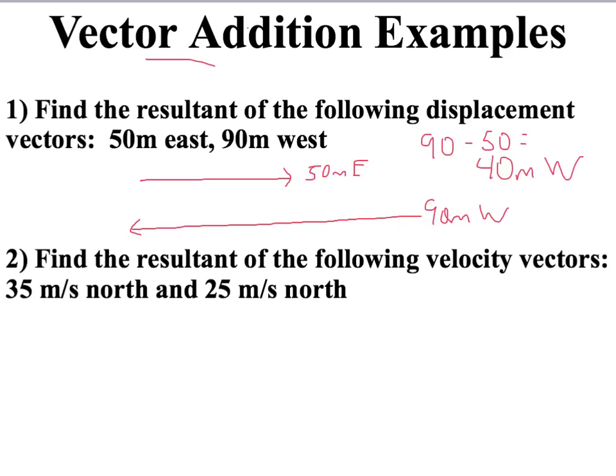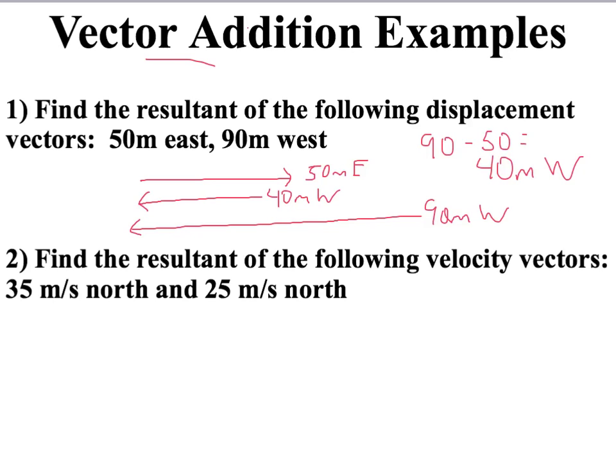And how we would draw that is something like this. Notice that the arrow is shorter than the 50 meters, and that's because I used a 6-inch ruler to draw it. Let's try the next one.